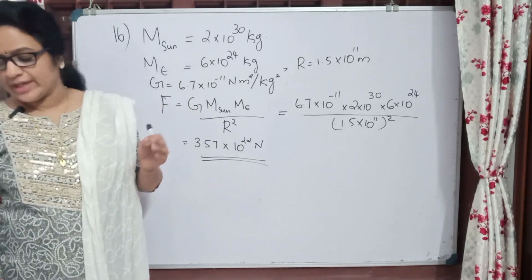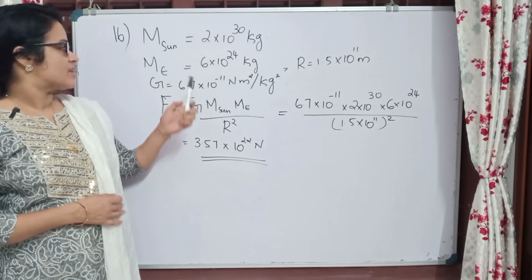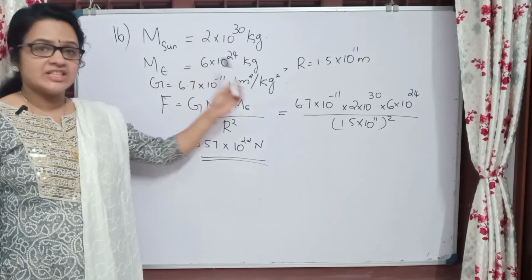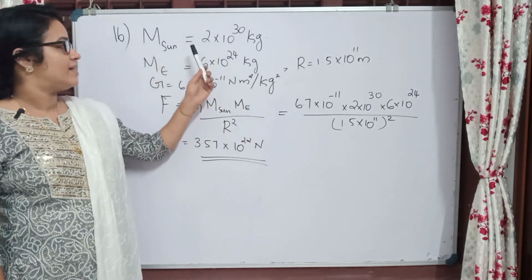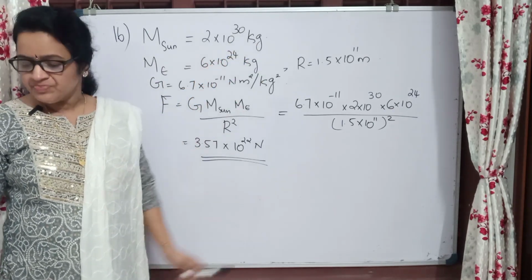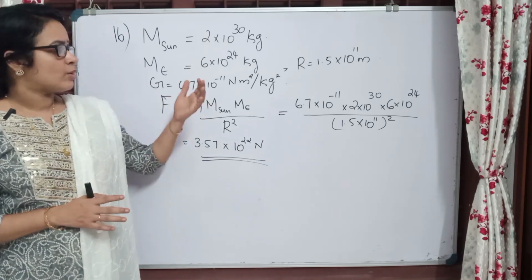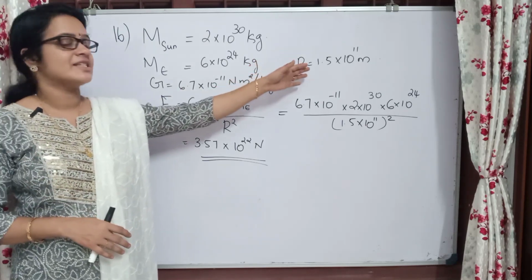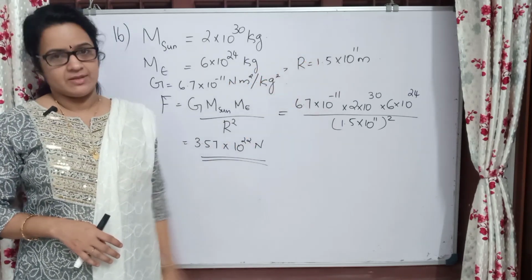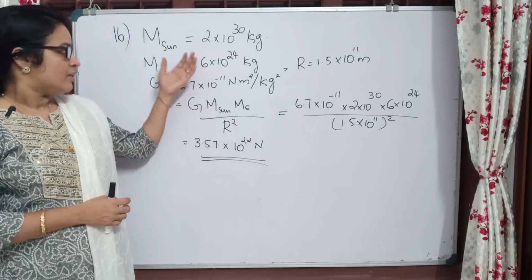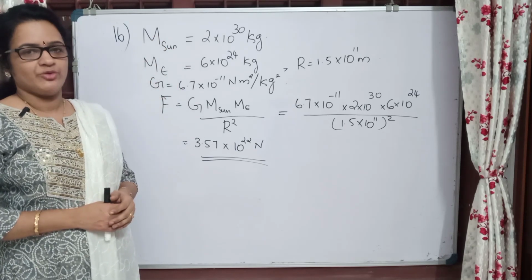The question is, calculate the force of gravitation between the earth and sun. Here the mass of the sun is given and mass of earth is given. The mass of earth is 6 into 10 raised to 24 kilogram and mass of sun is 2 into 10 raised to 30 kilogram. And also it is given that the average distance between sun and earth is 1.5 into 10 raised to 11 meter. So how we can calculate the force of gravitation between sun and earth?